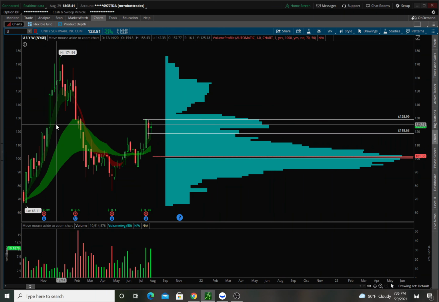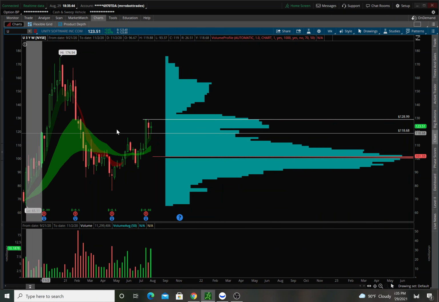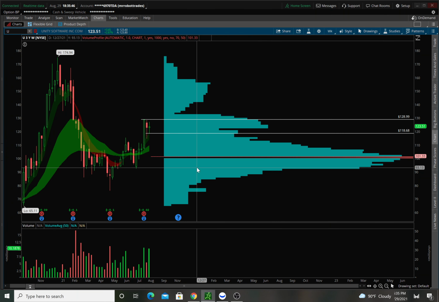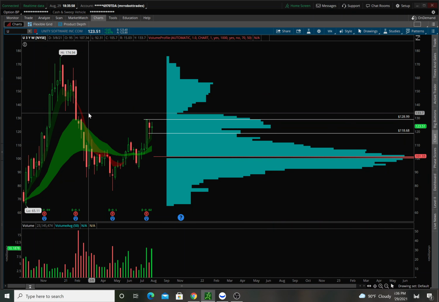So let's talk about the volume profile and kind of how to practically use it for making your trades and setting your triggers. So all this is showing you on the side, these bars, this is just a visual representation of how many shares have been traded at each price level within the range that is visible.